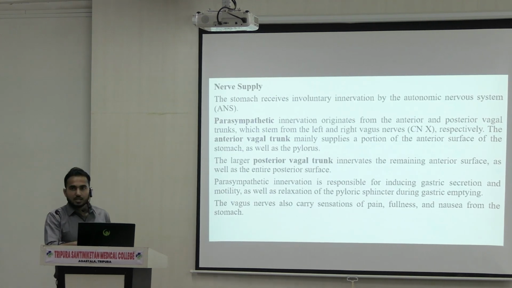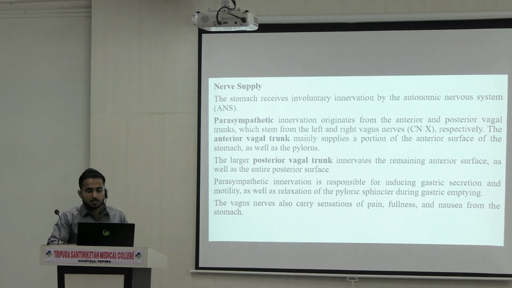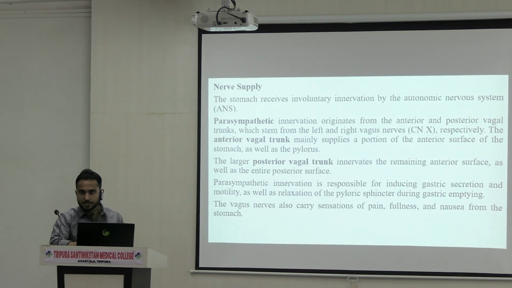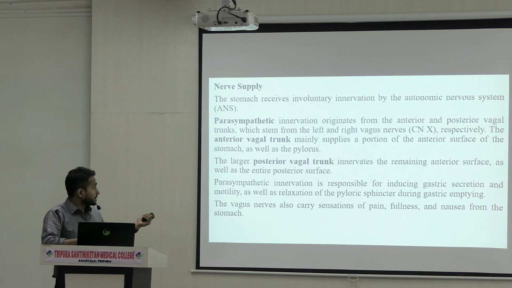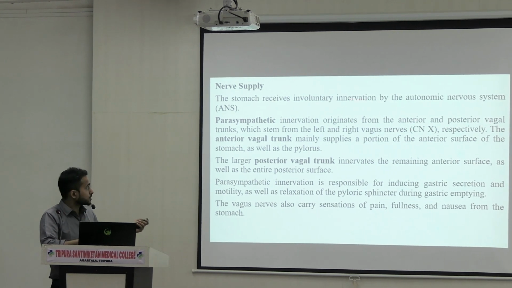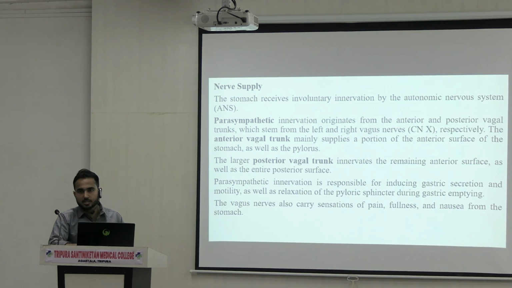Okay, next is the nerve supply. Now in case of nerve supply also, two divisions are there, same like the previous one, whatever we have discussed. Sympathetic and parasympathetic. Now here the parasympathetic innervation is coming from the anterior and posterior vagal trunk. These are nothing but the left and right vagus nerve respectively.